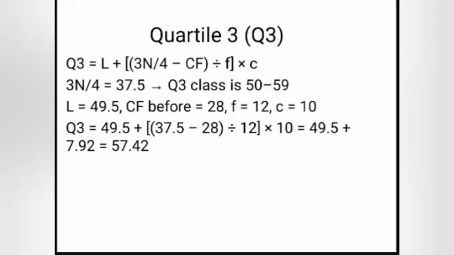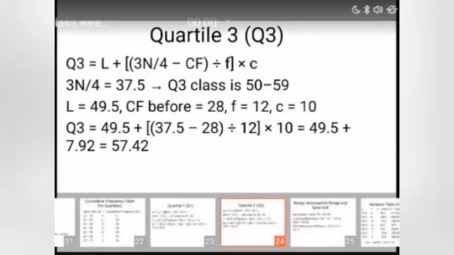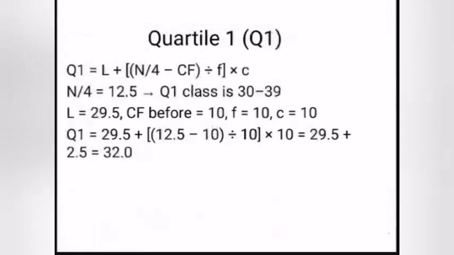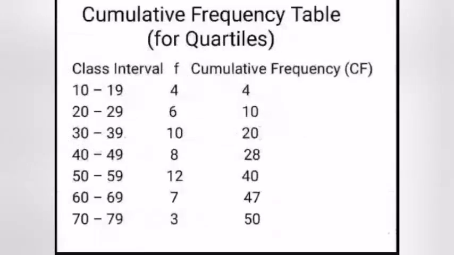So you find your lower class boundary. Your lower class boundary is 50 minus 0.5, that's 49.5. Then the cumulative frequency before 50 to 59 is 28, so your CF is 28. Then your F is the frequency of that class, and the frequency of that class is 12.